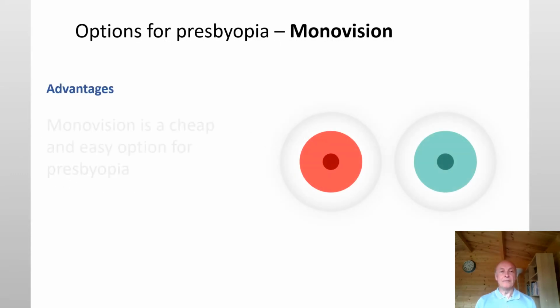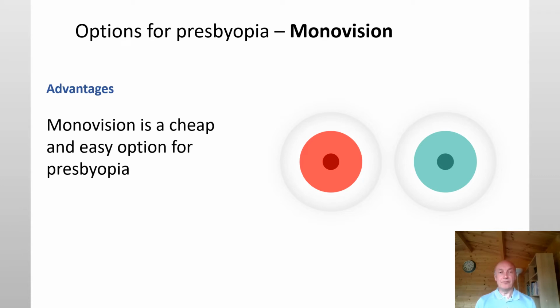Monovision is probably the simplest and easiest option for emerging presbyopes. We add plus to the non-dominant eye. This enables the patient to read. However, there are several limitations and issues with monovision.